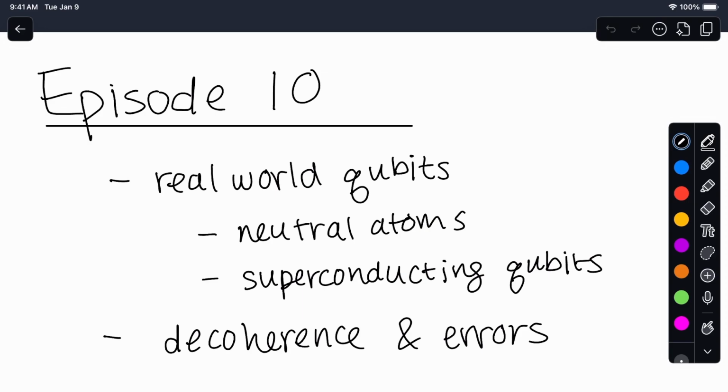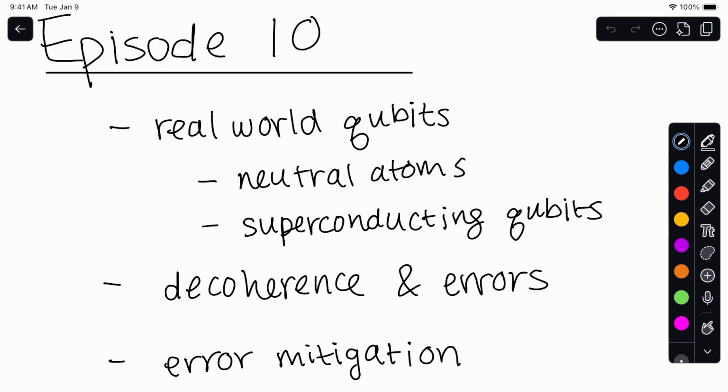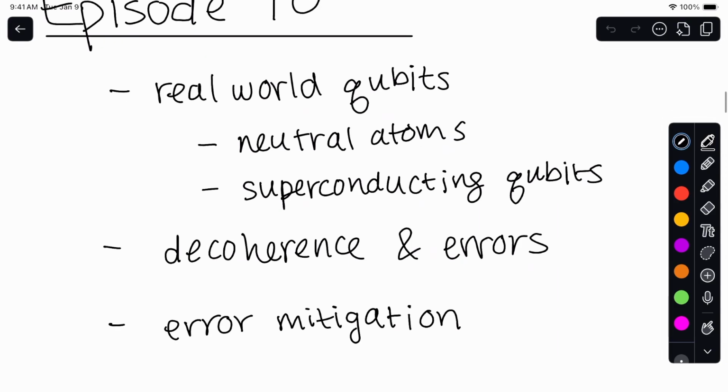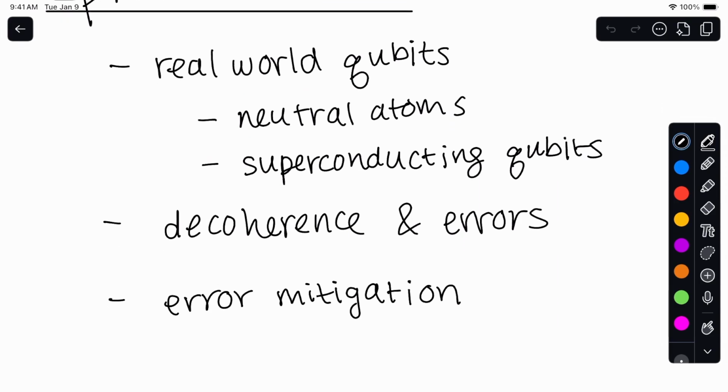Let's get into it. So today we're going to start off by first talking a little bit about real-world qubits, and I'm going to give us two examples of current quantum computing architectures, neutral atoms and superconducting qubits, so a little background on what those are and how they work. Then we're going to talk about decoherence, so how qubits lose their quantum information, as well as errors, and then we'll talk a bit about error mitigation techniques.